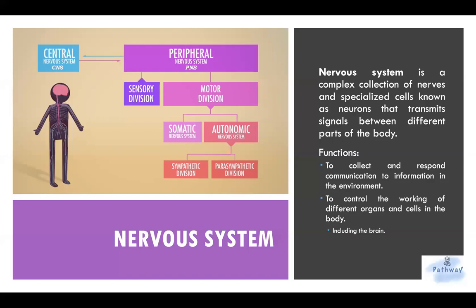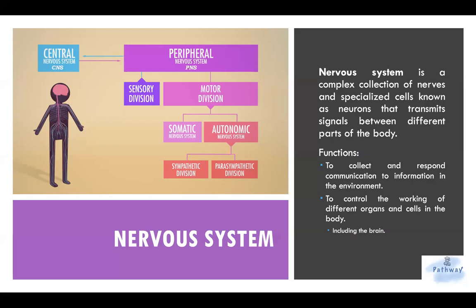So the nervous system is a very complicated network of cells in the human body and is the main communication system. It has two major responsibilities. One, to collect and respond to information in the environment, and two, to control the working of different organs and cells in the body, including the brain.